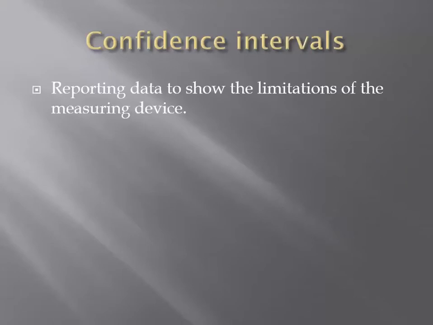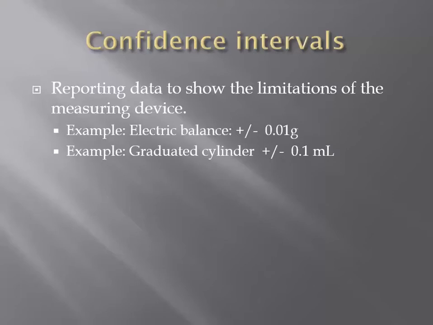Depending on how precise the measuring device is, we will report data in this class with confidence intervals, which basically show how precise the measuring device is. For instance, the electronic balances in our room can only determine the mass to within 0.01 grams. That's its confidence interval. Anything you weigh on that balance might be 0.01 grams heavier or 0.01 grams lighter. That's the absolute best that measuring device can do. So if it's 5.00 grams, we'd report that as 5.00 plus or minus 0.01 grams.